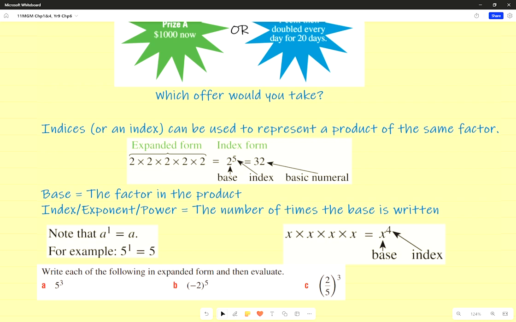The number of times the base is written. That's all that means. Yeah? So 2 to the power of 5 is 2 times 2, etc. So they have 5 twos.